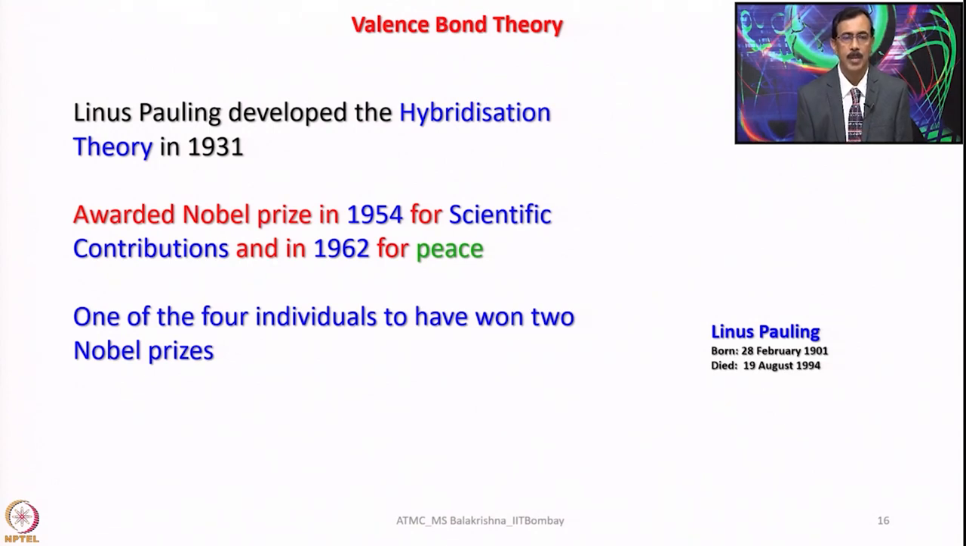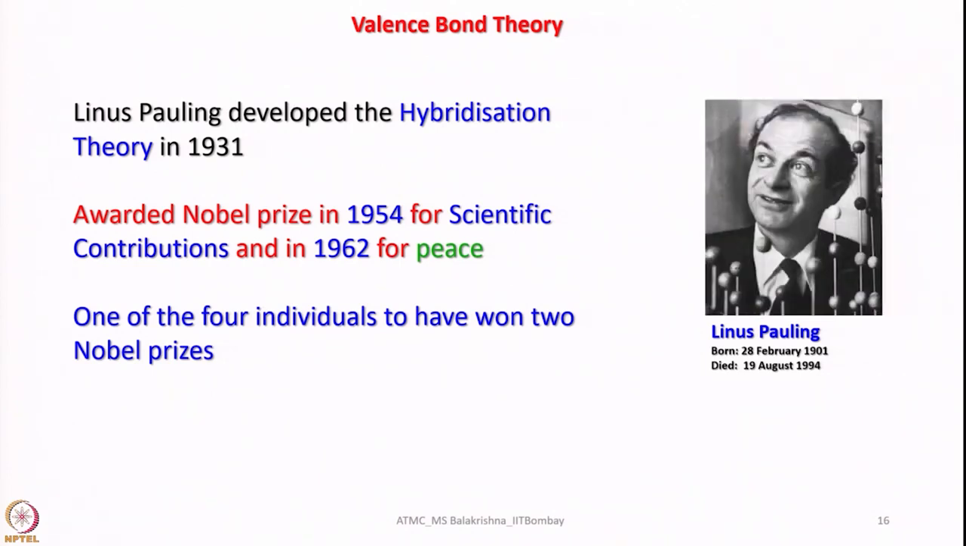For his hybridization theory, he was awarded the Nobel Prize in 1954, and then again in 1962 he got another Nobel Prize, but not for chemistry but for peace, and he is one of the four individuals to have won two Nobel Prizes. Okay, the first one being Marie Curie.